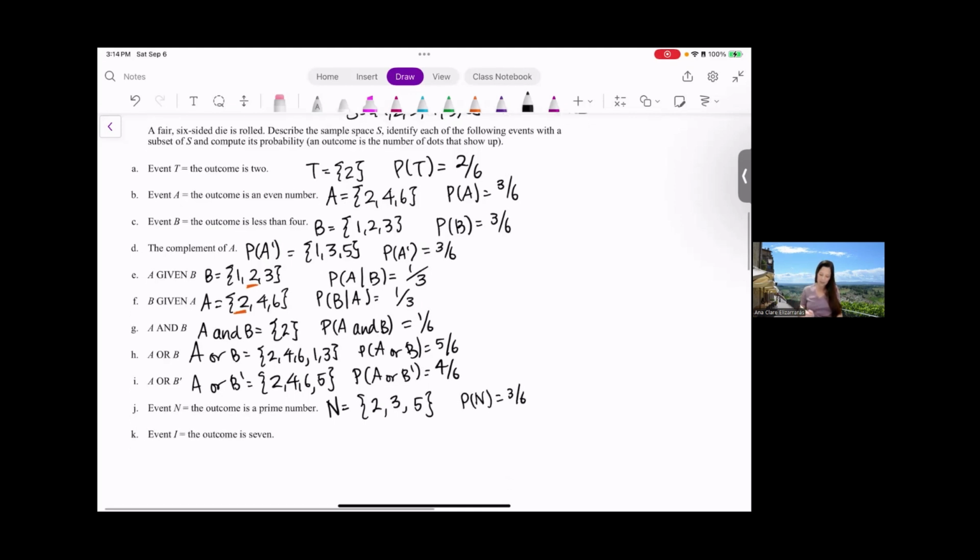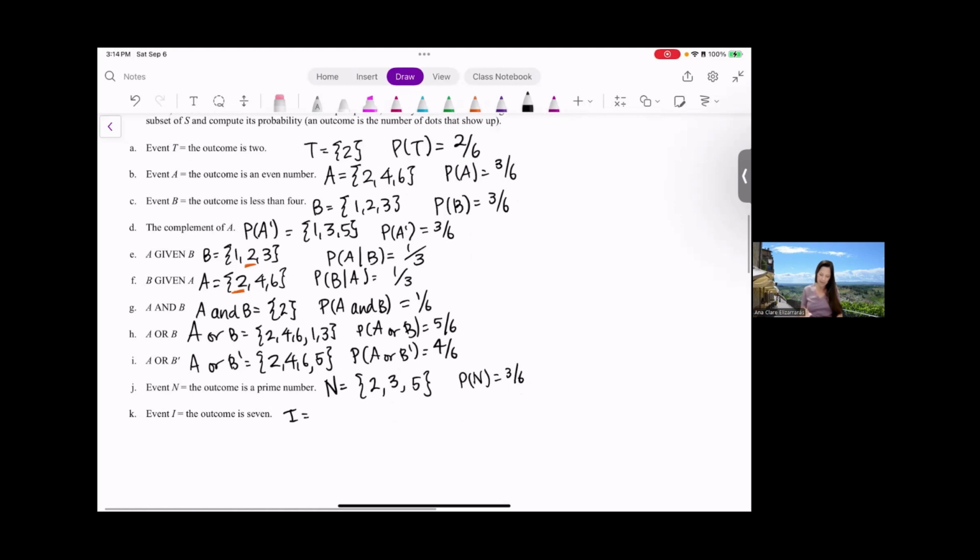And then lastly, I. I is the outcome is 7. Well, I can't just write 7 for my sample space because 7 is not in the original sample space. So my sample space is actually empty. And we can write the null set by putting a 0 with a line through it to represent that it's empty. The probability of I is then 0 out of 6 because we can't have it happen.